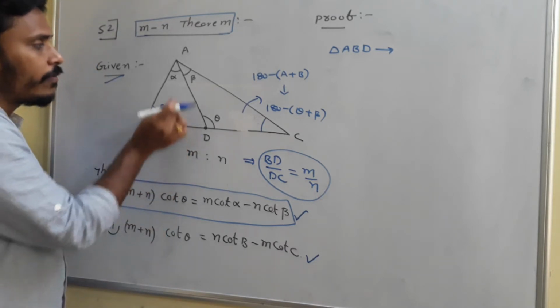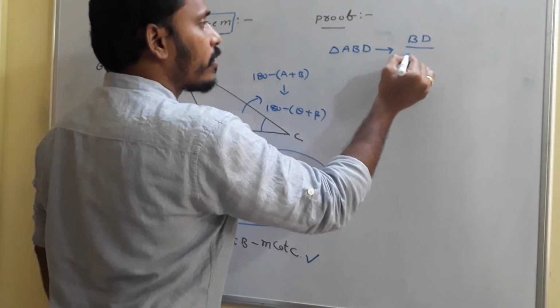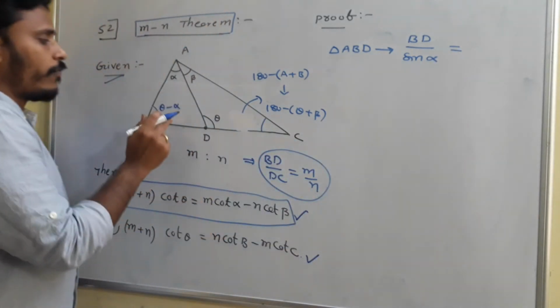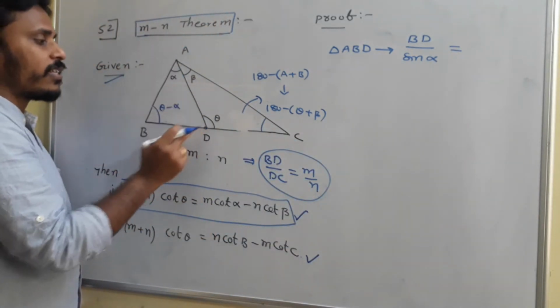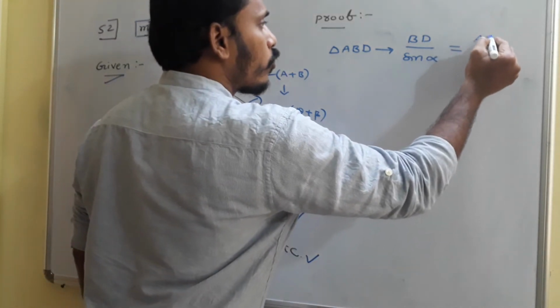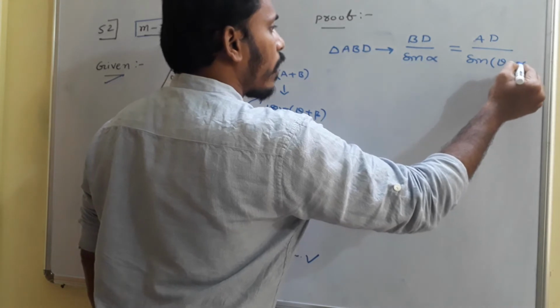Here it is BD, its opposite angle is alpha, so BD by sine alpha is equal to, for this triangle ABD, take AD as the side and its opposite angle is theta minus alpha, equals AD by sine of theta minus alpha.